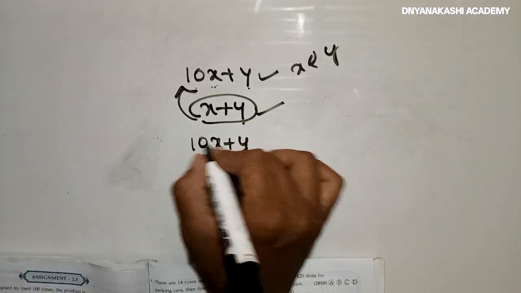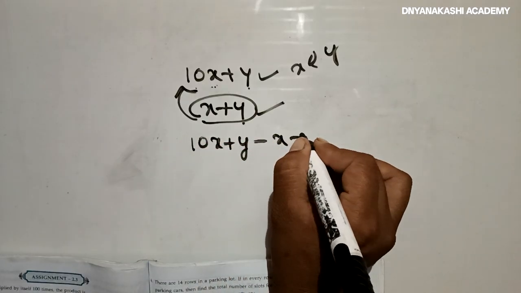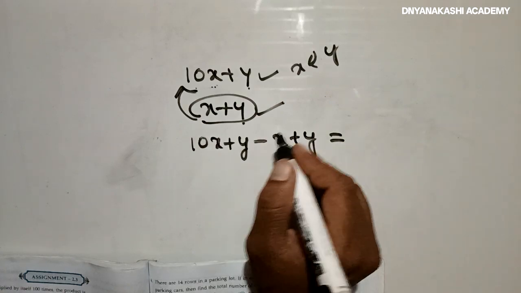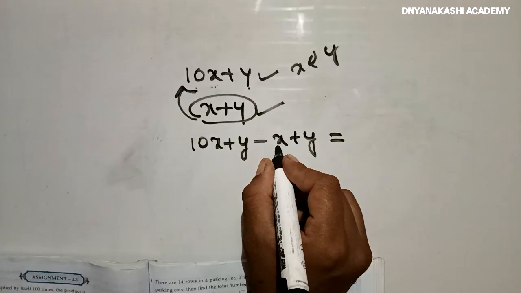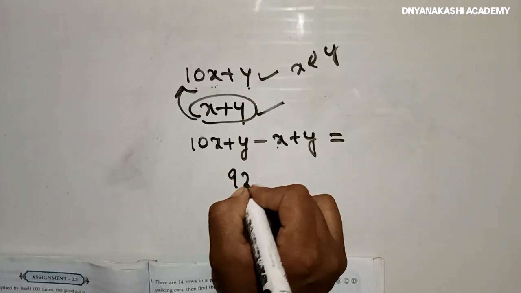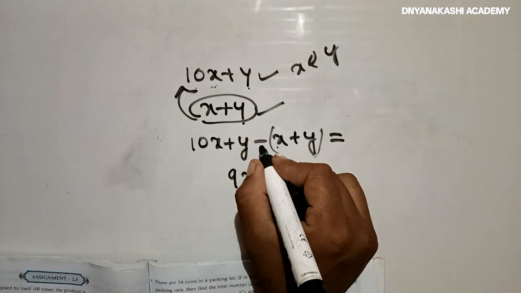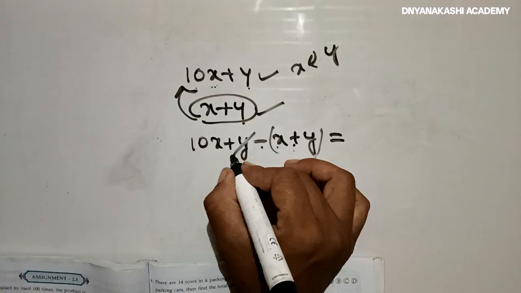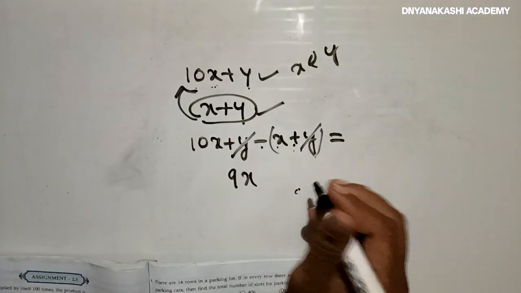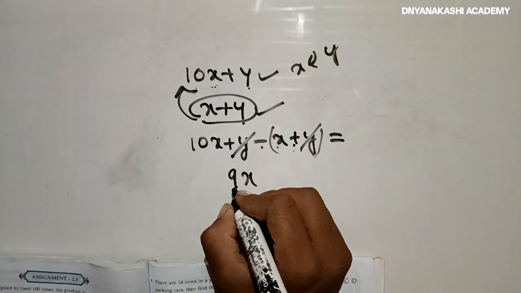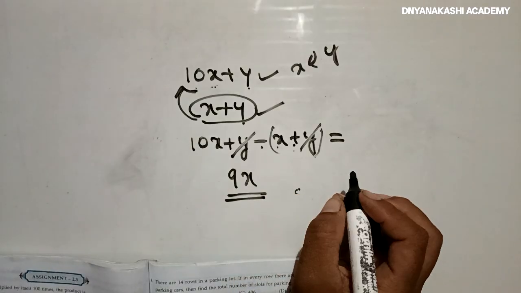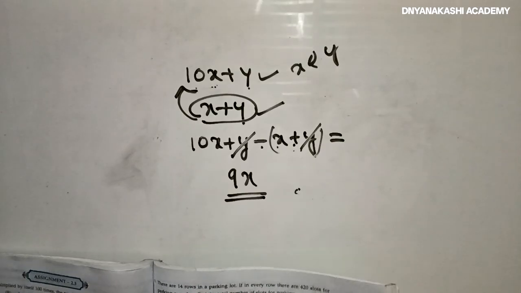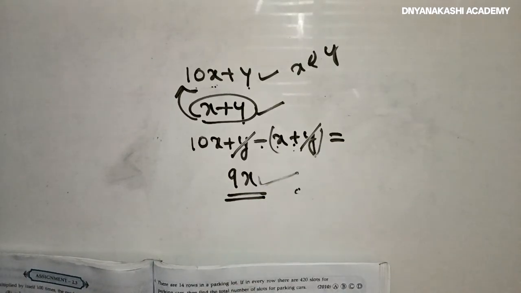Okay, we do the subtraction here. 10x plus y minus (x plus y) equals what? 10x minus x we get 9x. Minus into plus gives minus y, so plus y and minus y cancel here, and 9x is our answer. For questions like these, the answer is always 9x.